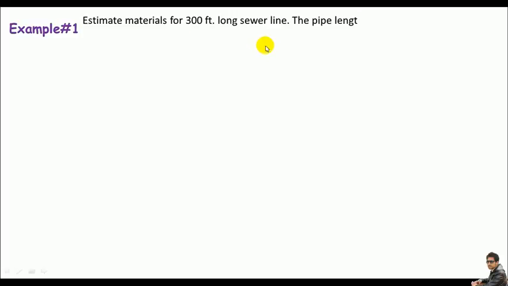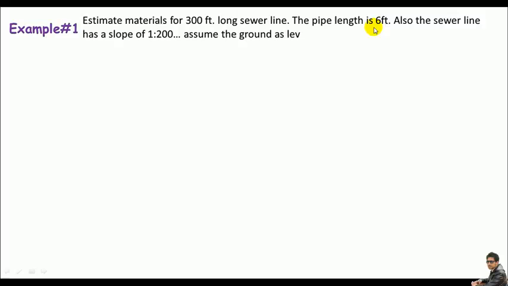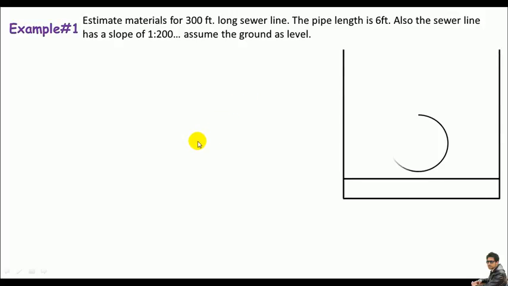Say you are asked to estimate material for a 300 feet long sewer line, where the pipe length is 6 feet. Remember, the 6 feet represents the length of one pipe. Also, the sewer line has a slope of 1:200 and assume the ground is level. Let me draw the same section a little bit over here. This is the pipe where the interior diameter is 9 inches.